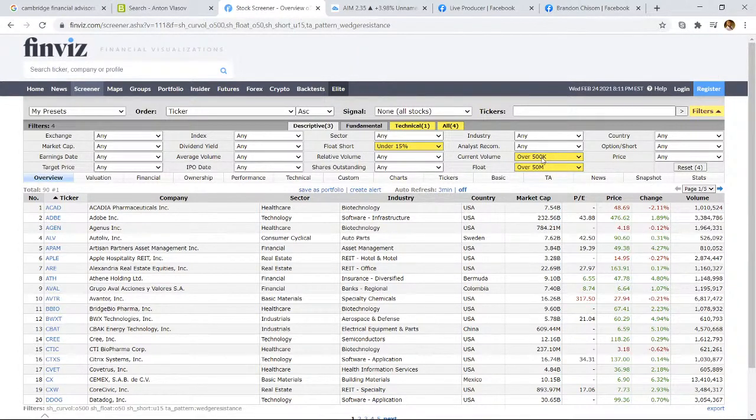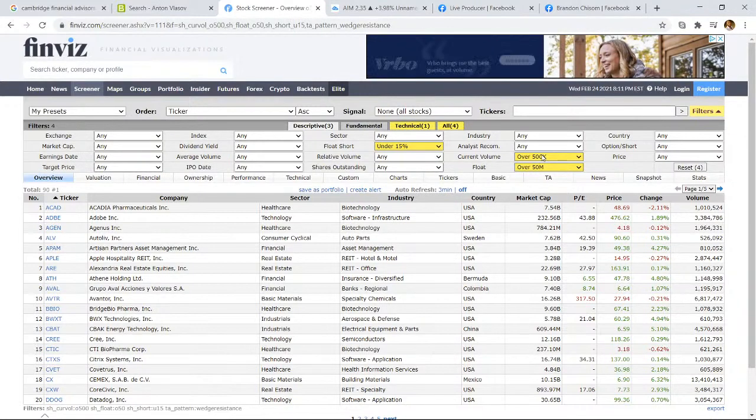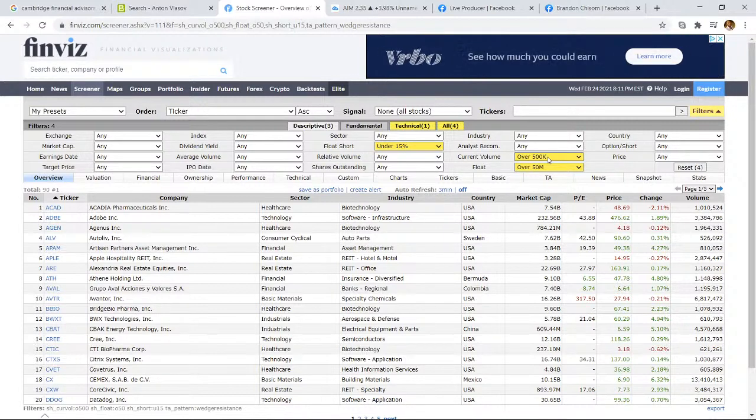Generally, stocks at 15% or higher are a little bit more volatile to trade, so they're not as easy to trade. So that's why I recommend that. Current volume, you want at least 500,000 shares minimum. Some people say 1 million shares. 500,000 to 1 million shares, give or take. You can do 1 million.